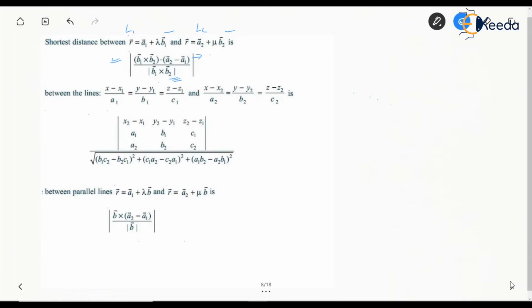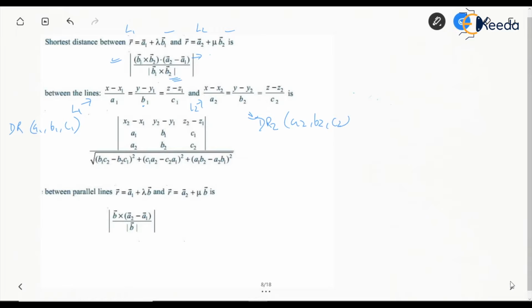So if you have the lines in Cartesian form, let's say this is L1 and this one is L2, then what is the b1 and b2? Don't confuse this b1 with this b1. In this case, I'm writing it as direction ratio. The direction ratio is going to be a1, b1 and c1, and for this case, let's say dr2, it is going to be a2, b2 and c2.